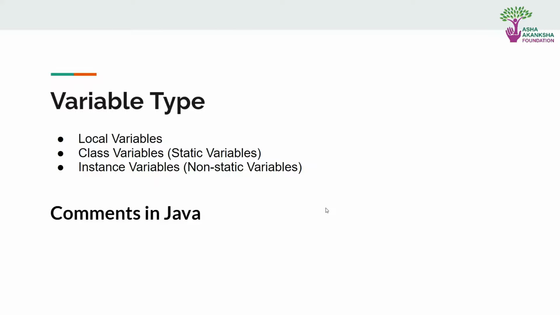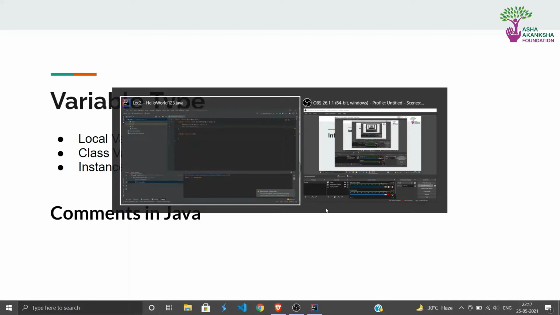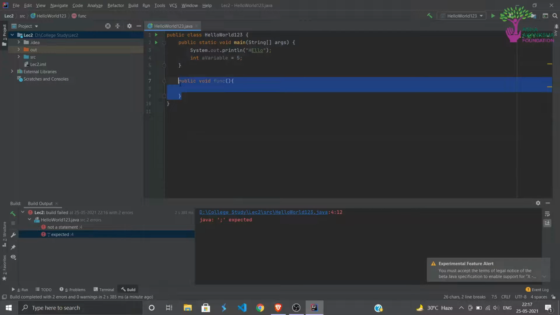Then the variable types. There are local variables, class variables, and instance variables. Local variables are what we write within our functions. If we say int a is equal to 0, then a is considered a local variable, one which is local to the function. Now if we want to use a in main, we cannot, because this a is only defined within this function. We cannot use it outside this function.